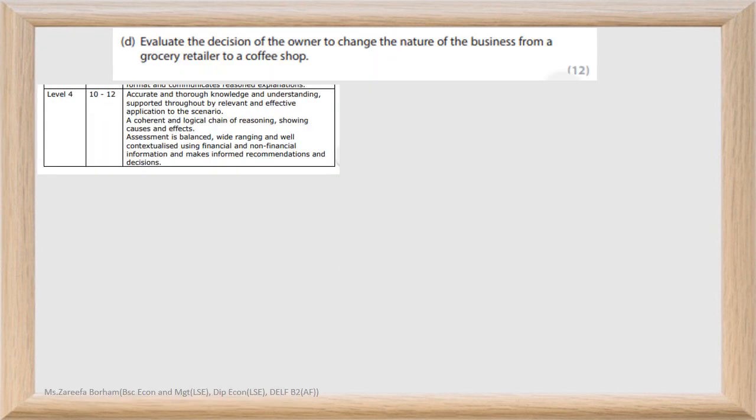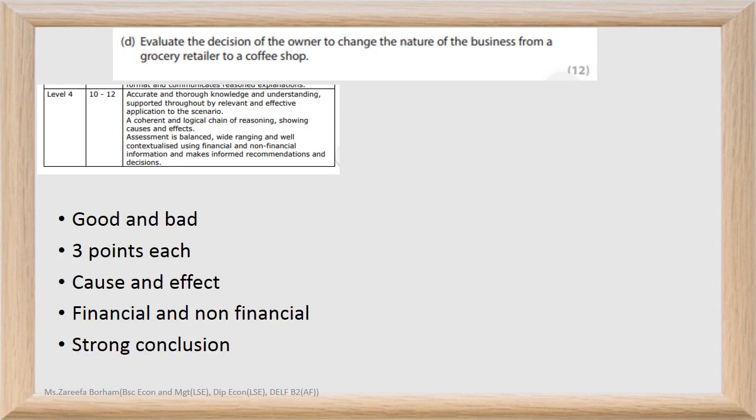Completing Part C, Part D asks us to evaluate the decision of the owner to change the nature of the business from a grocery retailer to a coffee shop. Whenever you get a theory question, first read and identify what it asks us. Evaluate means we have to talk about the good and bad of something. What is this something? This is their decision to change from grocery retailer to coffee shop.